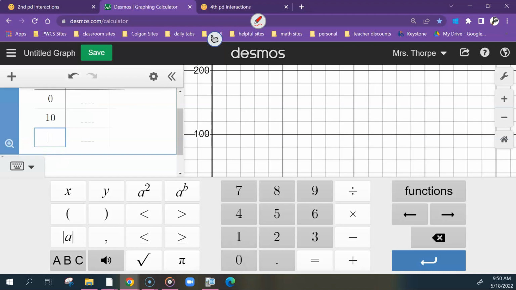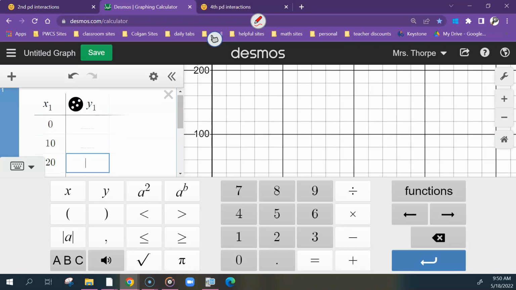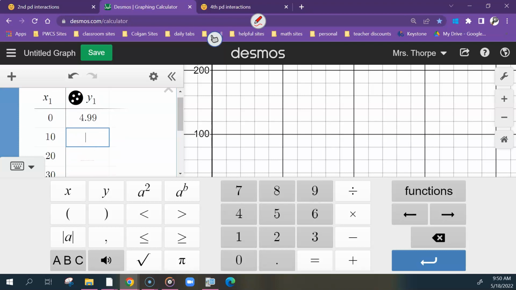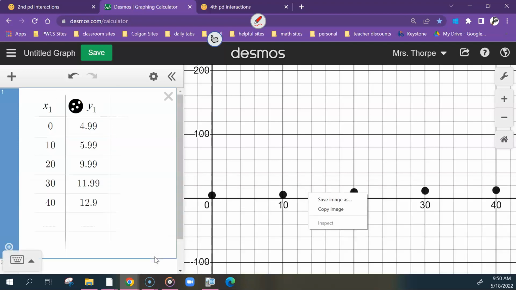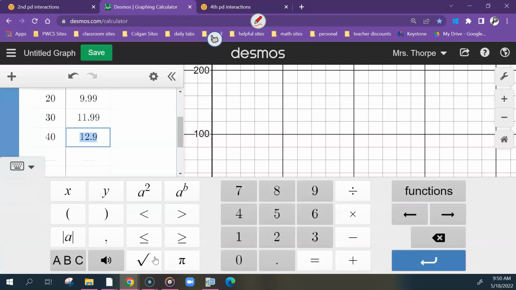0, 10, 20, 30, 40. 4.99, 5.99, 9.99, 11.99, and 12.99. Wrong box. And I'm going to zoom out.